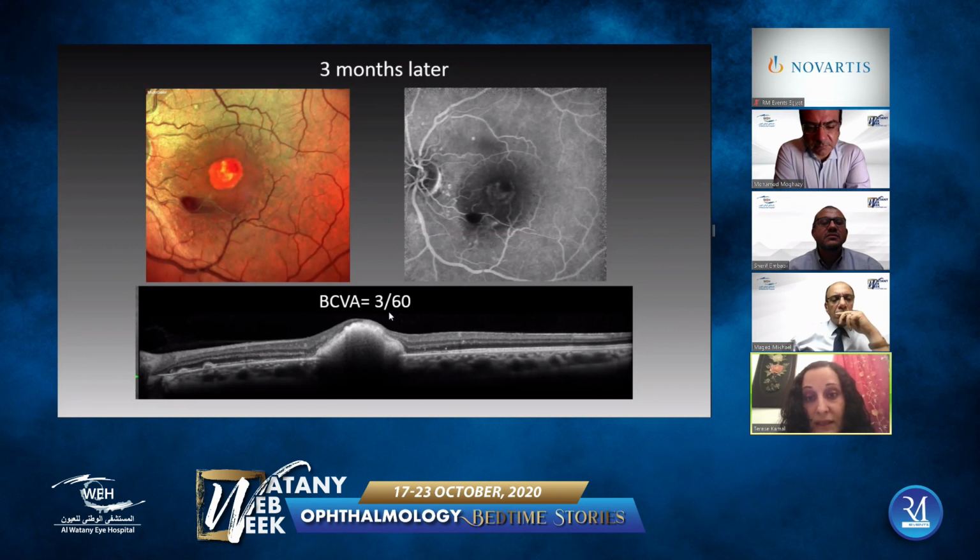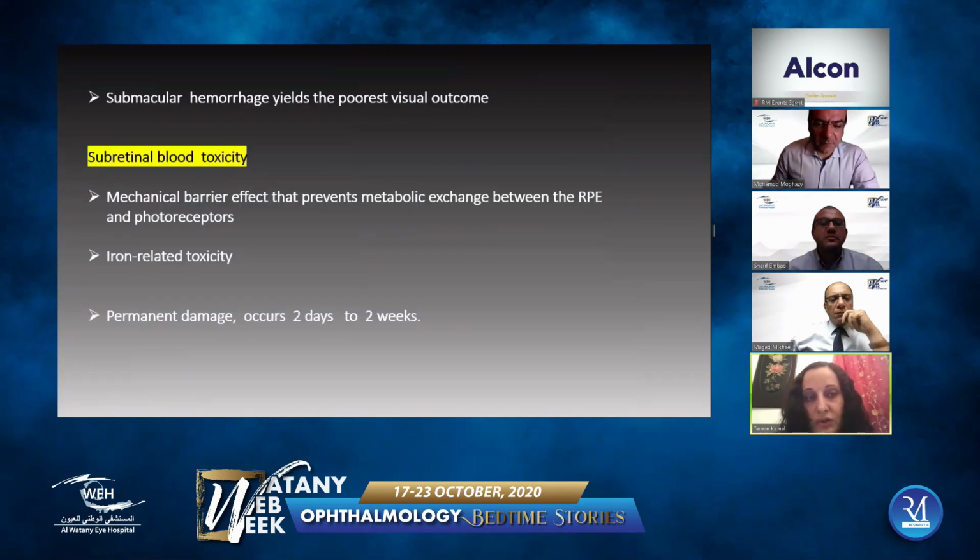This patient actually didn't take the option of surgery and left and came back with, as we can see, organized hemorrhage with complete destruction of the outer and thinning of the inner layers. This is because subretinal hemorrhage actually yields the poorest visual outcome in this patient. It causes a mechanical barrier between the RPE and the photoreceptors, and there is iron-related toxicity.